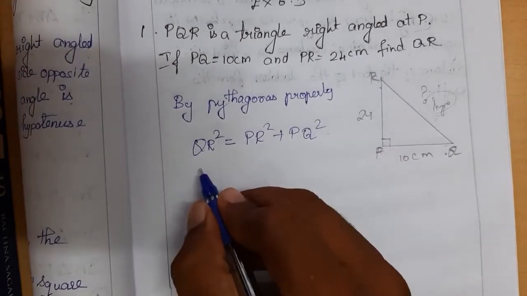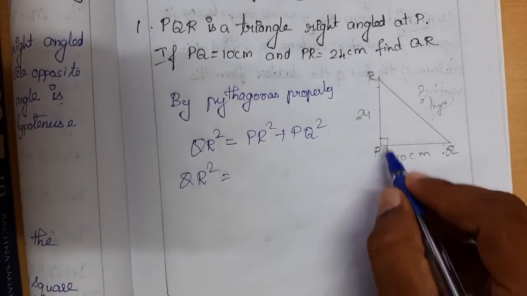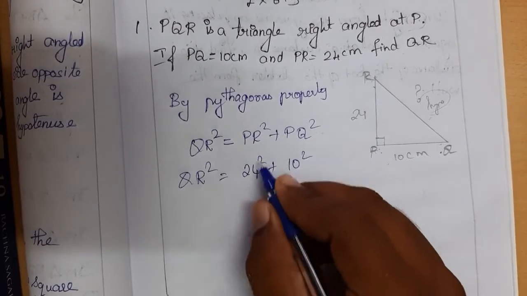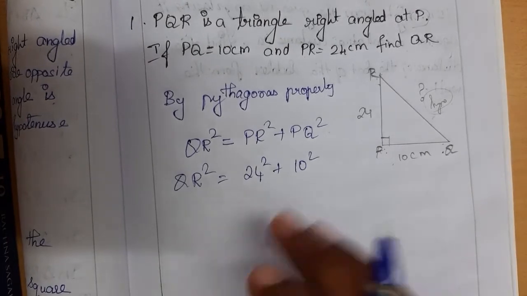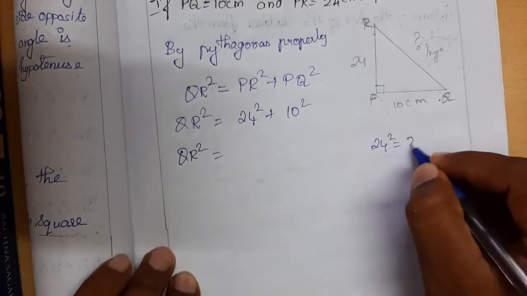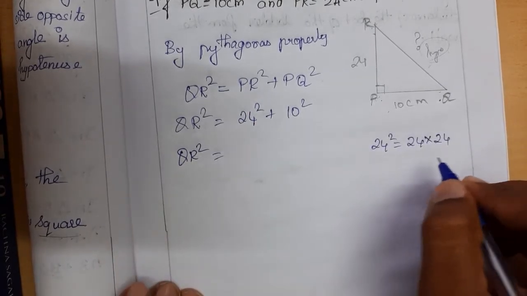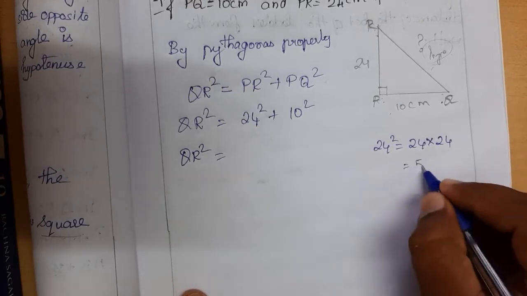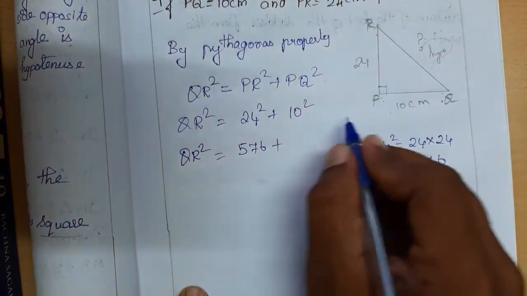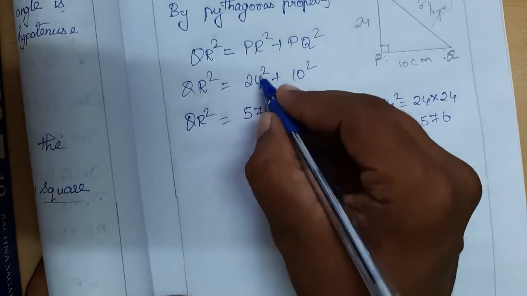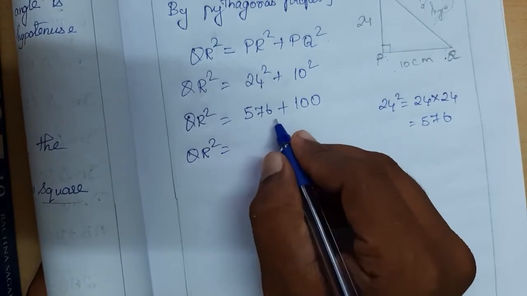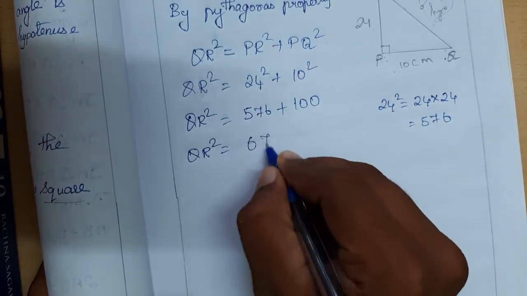That's it. So QR square we have to find, right? PR is 24, so 24 square plus PQ is 10, so 10 square. Square means nothing, we just multiply the number with itself. So QR square is 24 square, we multiply 24 with itself. 24 into 24 gives 576. So 576 plus 10 square, which is 100, since 10 into 10 is 100. So QR square is equal to 576 plus 100, which is 676.